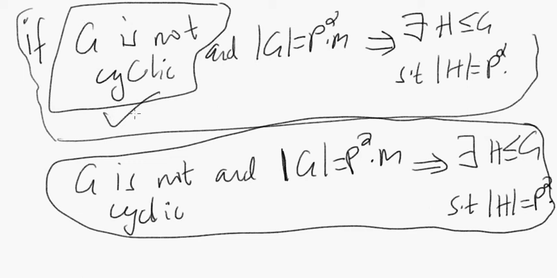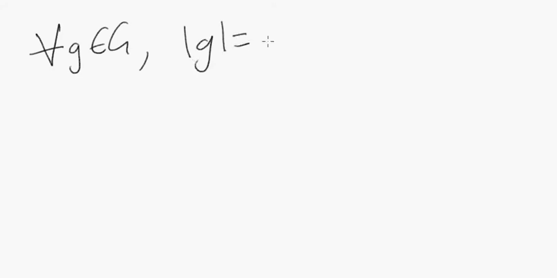So what does it mean for a group to not be cyclic? Well, in particular, doesn't it mean that for all little g in G, if G is not cyclic, then aren't we saying that order of G never equals P to the alpha times M? Never equals to that. Okay. If order of G never equals P to the alpha times M, so what?